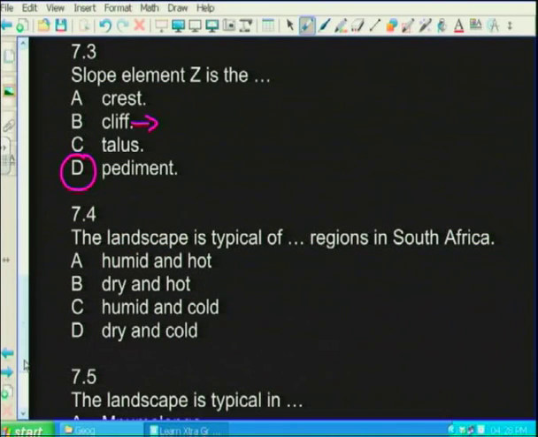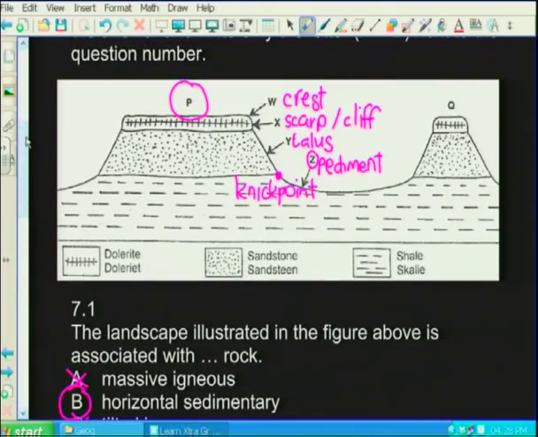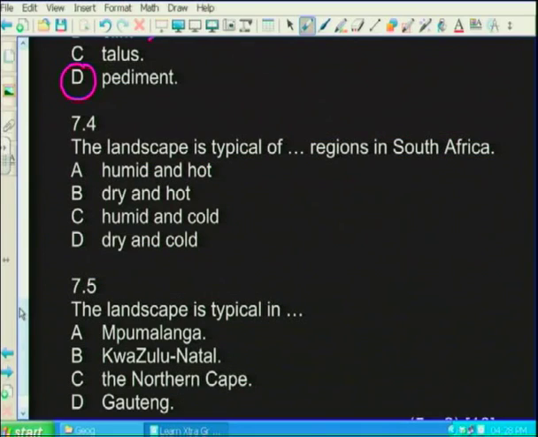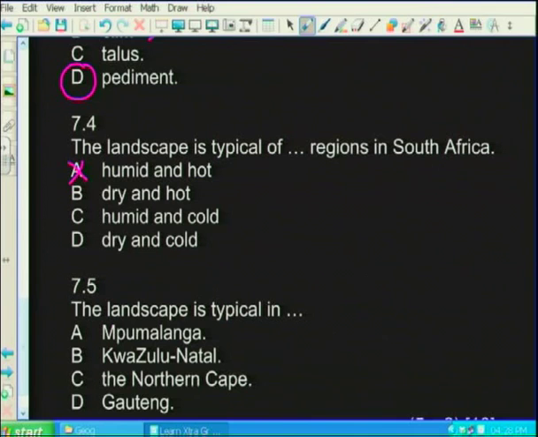All right, 7.4. The landscape above is typical of what kind of regions in South Africa? It's found in the Karoo. It's a Karoo landscape. The Karoo, grade 12s, is a hot, dry, arid area. So if we look at the options, humid and hot. Humid implies a lot of moisture in the air, a lot of rainfall, so unfortunately anything that says the word humid is not right. C also says humid and cold. That is not correct. We've mentioned it has to be hot, so we can take out D because D says dry and cold, and therefore the answer is definitely going to be a dry, hot area.